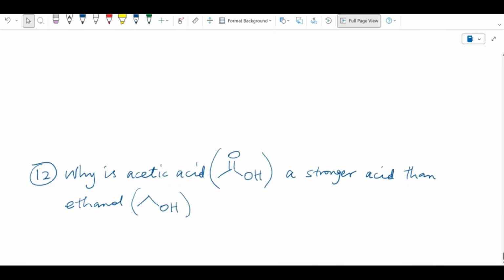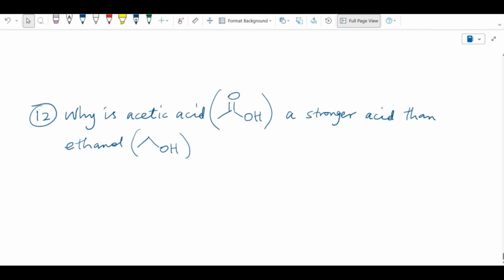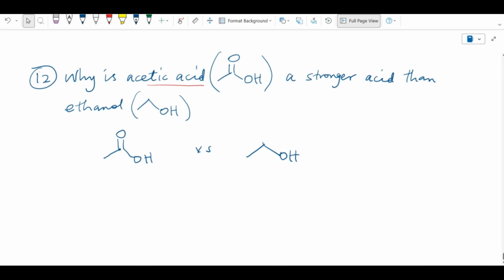Let's go to the next question. This question is asking why acetic acid is a stronger acid than ethanol. If you want to check how strong or weak an acid is, first of all, determine their conjugate bases. This is going to be the opposite of what we did in question 11. If these are the acids, the conjugate base is whatever is formed when you pull off a proton. So what you have to do here is remove a proton from each of these acids.